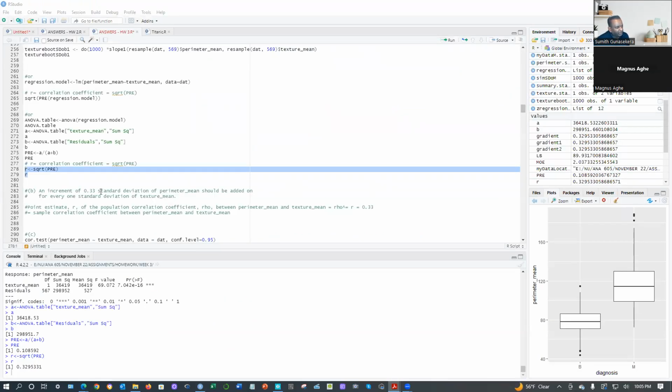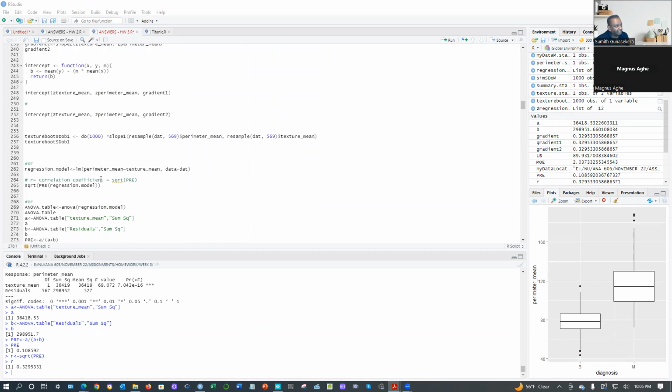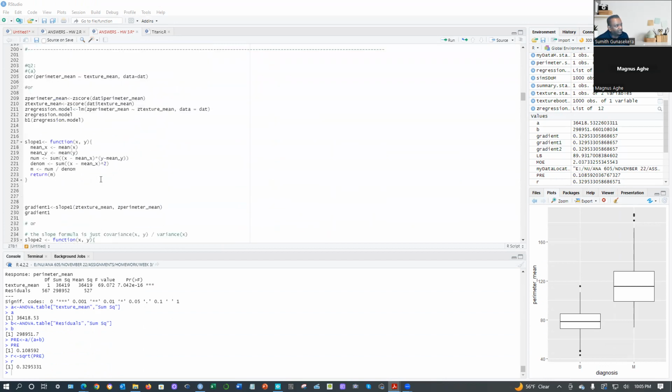Or you can say it like that, with an increment of 0.33 standard deviations. I'm going to round this to 2 decimal places. A standard deviation of the perimeter mean should be added on for every one standard deviation. I'm going to talk about this one in terms of standard deviation. It's another way to explain this. Standardized means standard deviation, same thing.